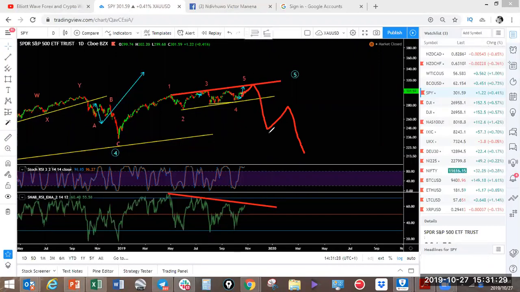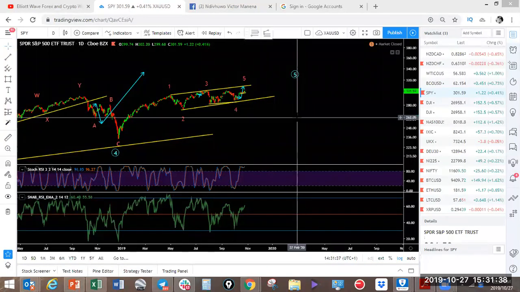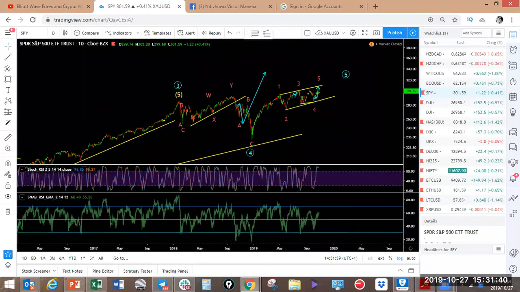Okay, so this is not going to be the crash, guys. It's going to be the big correction on the indices. It's going to be a big correction. So when this happens, there's no need to panic. You just trade it as you see it structurally.